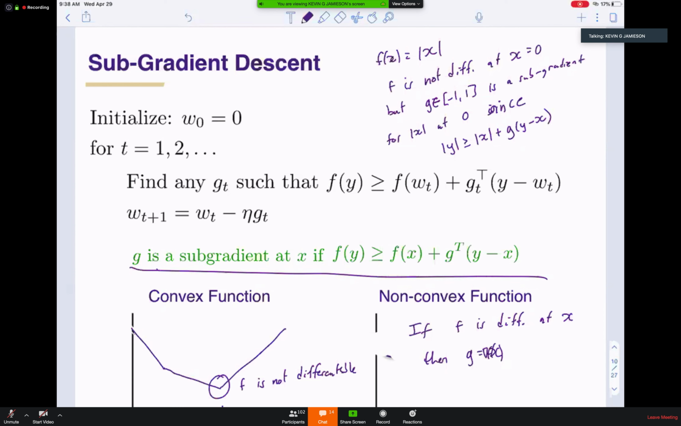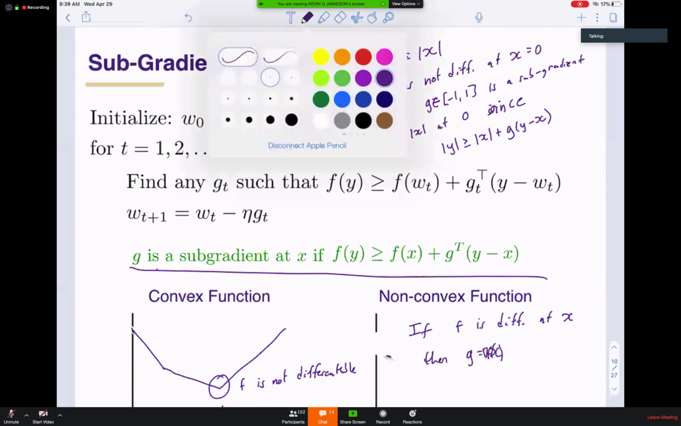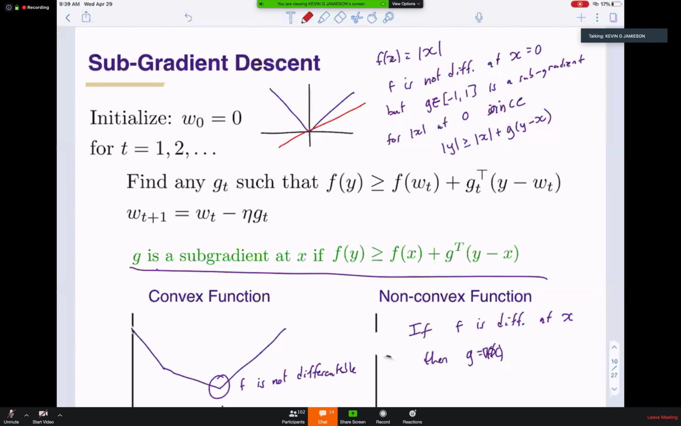And I'd encourage you to check that with a picture. Basically any of these red hyperplanes are supporting the function, and all those slopes g are defined between negative 1 and 1. All of these are g prime, g double prime. And so subgradients, which brings us to a good point, are not unique.